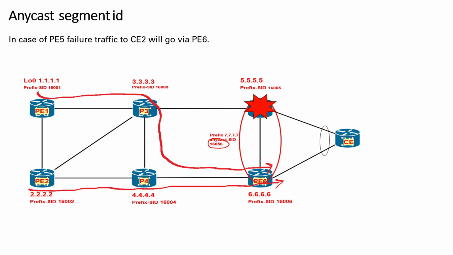You may be wondering that even in the general case, if it is multi-homing and PE5 goes down, then obviously traffic will go via PE6. But in that scenario, all the routers need to run the SPF and then figure out the path. But here we already have the anycast SID available with us. Based on that, the router is going to push the traffic towards PE6, that is the nearest node, after PE5 went down.